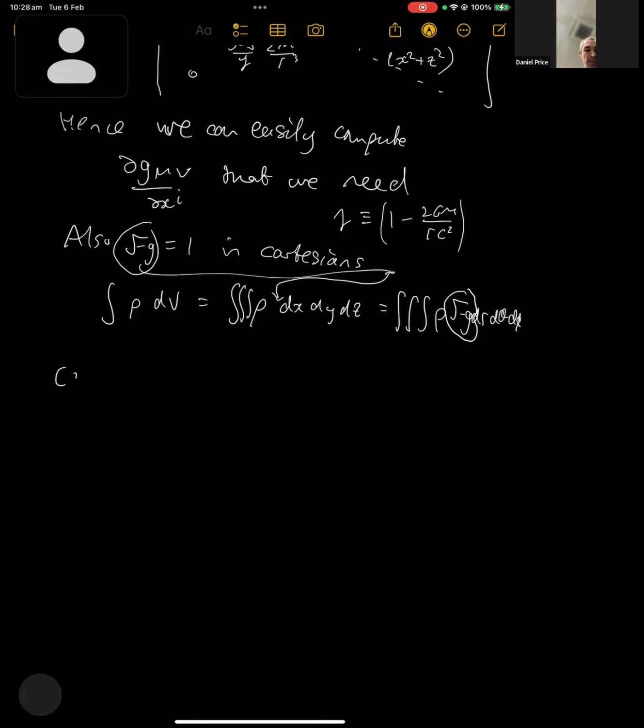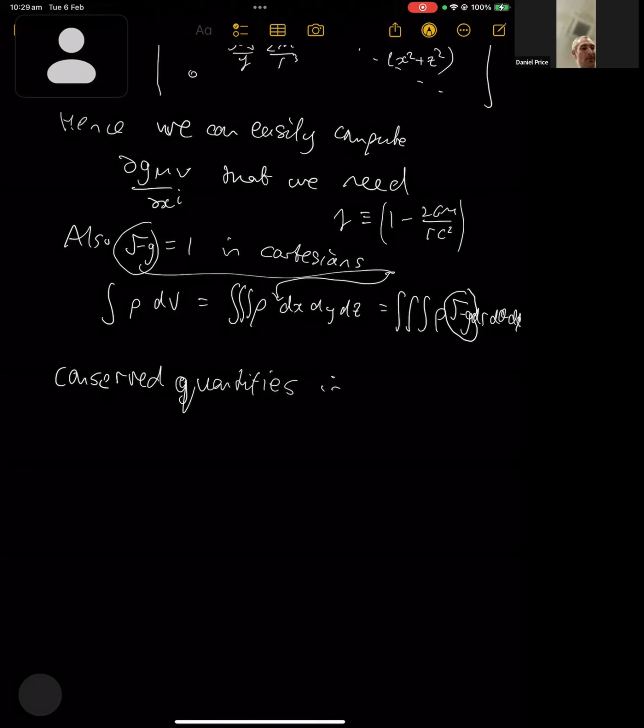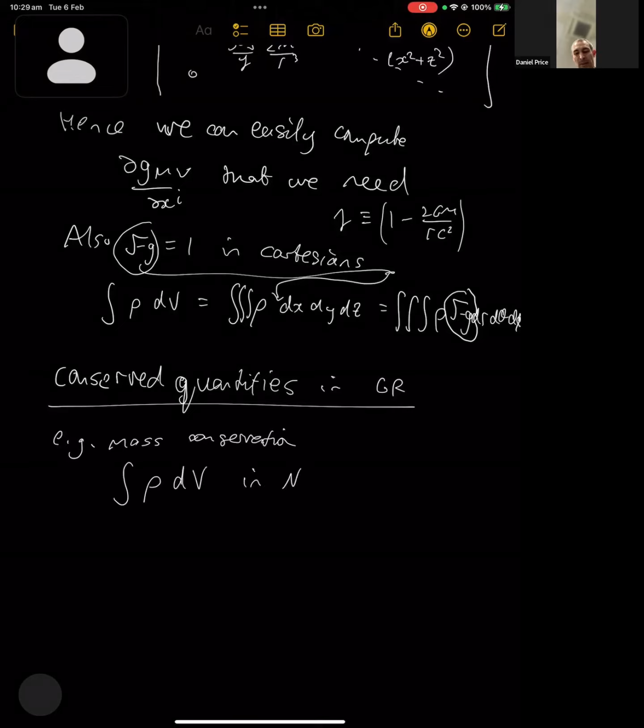All right, so let's talk about the quantities themselves. Hopefully you're still following. So, conserved quantities. I just want to give you a flavor of how we arrive at this kind of thing. So, for example, mass conservation. Why do we arrive at this variable rho star? The conserved quantity in Newtonian physics is the integral of density over the volume.